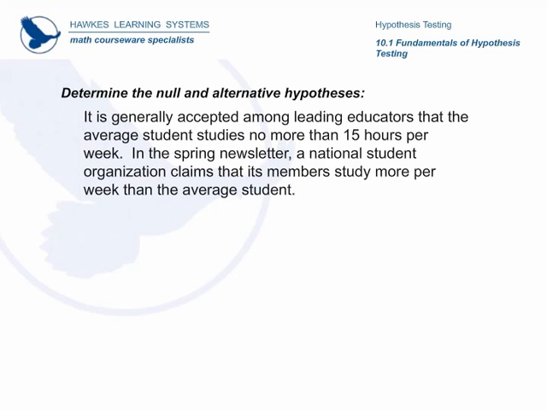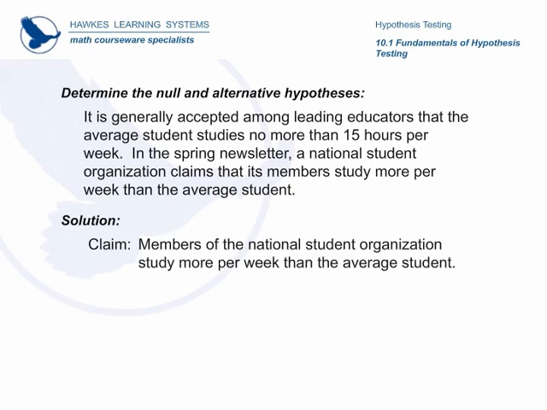Next, let's take a look at an example. Let's see how we can determine the null and alternative hypothesis. Here's the scenario. It is generally accepted among leading educators that the average student studies no more than 15 hours per week. In the spring newsletter, a national student organization claims that its members study more per week than the average student. Solution: let's look at the claim.